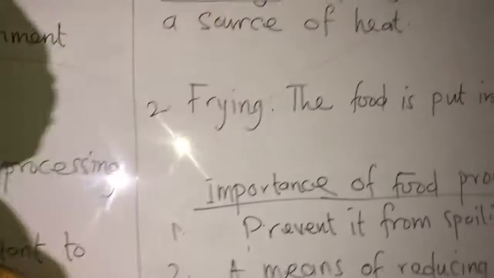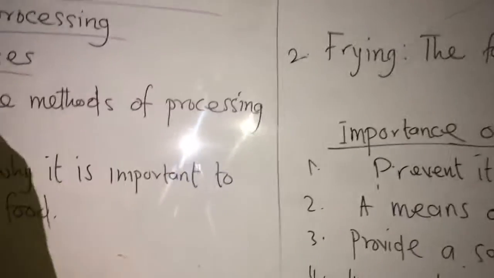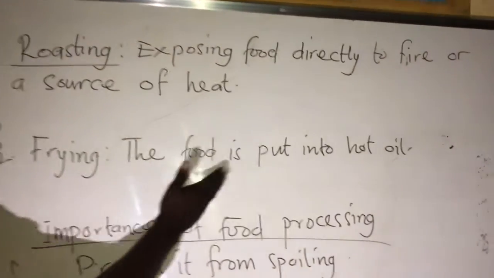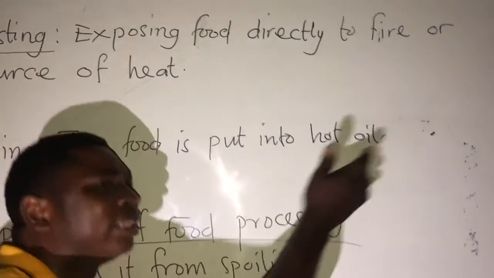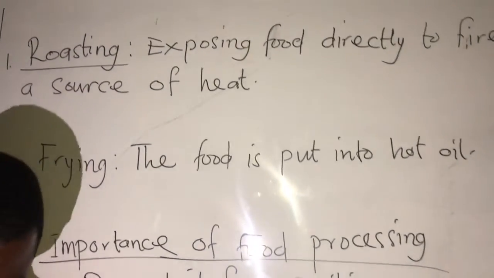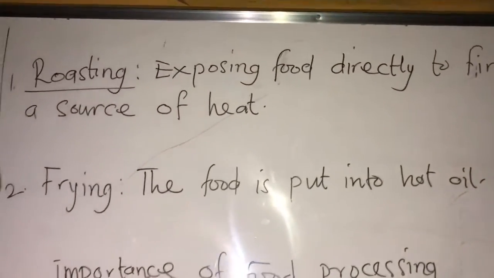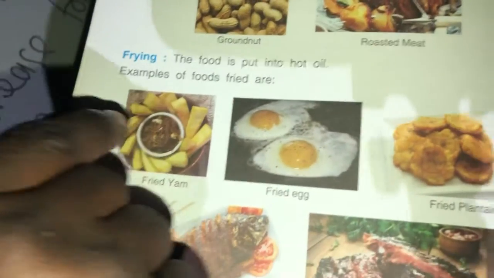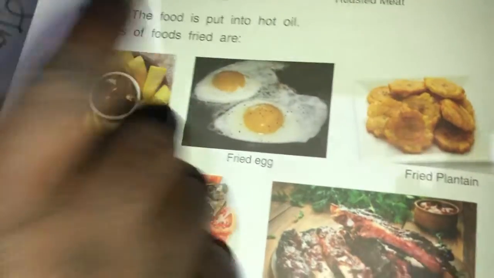Good. So another way is frying. So the frying is what? The food is put into hot oil. The food is put into what? Hot oil. Let us see some. Look at this fried yam. The yam here was put into the hot oil, and it's fried.